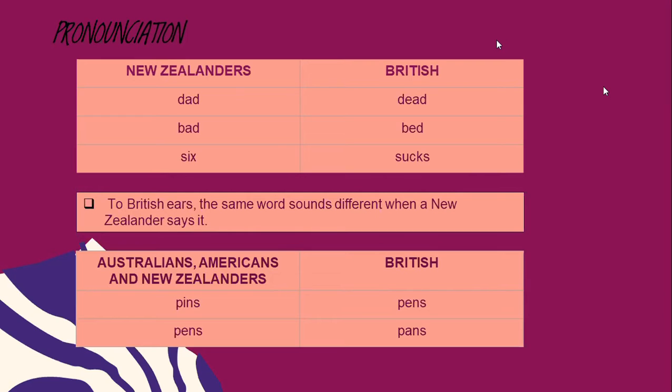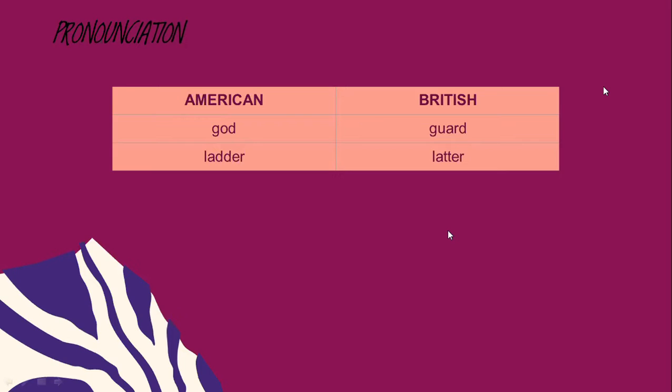Moving on, another example is between American or US English and British English. When the American says "God," it sounds different to British ears, which is completely different in meaning. And "ladder" in American sounds different in British. The British pronounce it differently, but it means the same word. Do you understand?